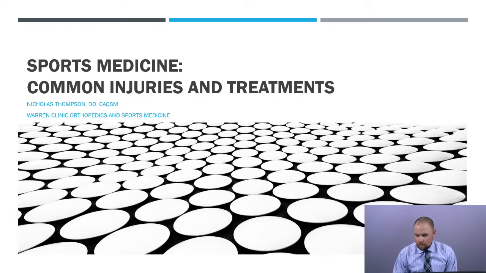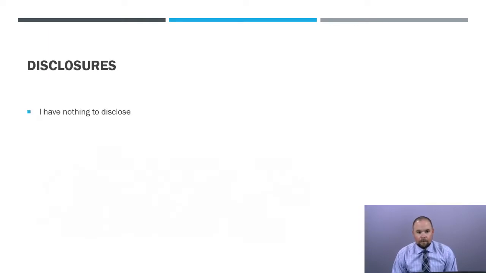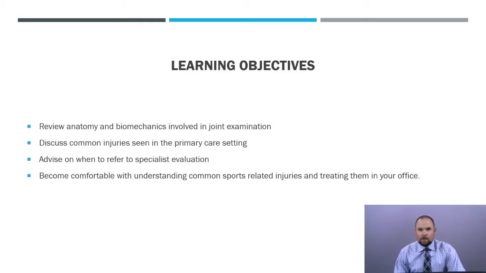So we'll get started here today. First off, I have no disclosures. A few learning objectives for everybody today. First, we will review some anatomy and biomechanics involved in the joint examination. Next, we'll also discuss some common injuries that you'll encounter in your primary care offices.